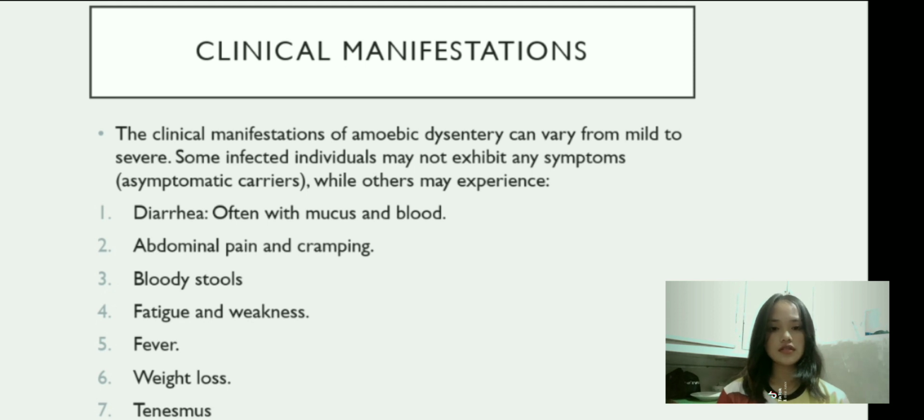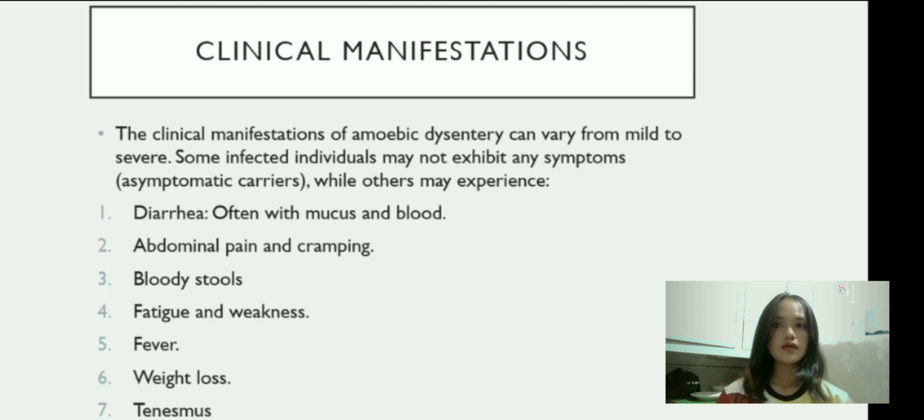Diarrhea. Diarrhea is one of the main symptoms of amoebic dysentery. It is often described as loose or watery stools. The frequency of bowel movements may increase and the stool may contain mucus or blood. Abdominal pain and cramping. Infected individuals may experience abdominal pain and cramping, which can range from mild to severe. The pain is often localized to the lower abdomen.